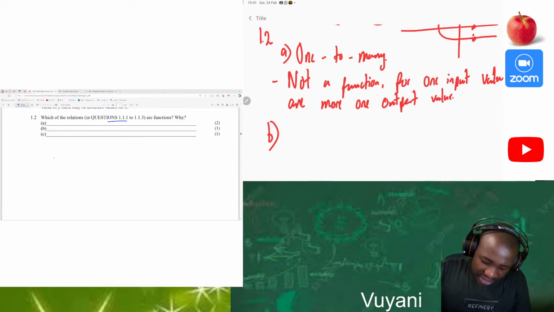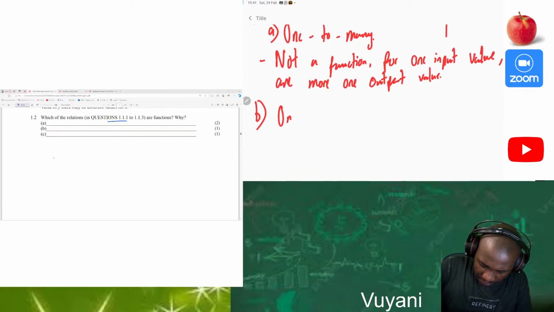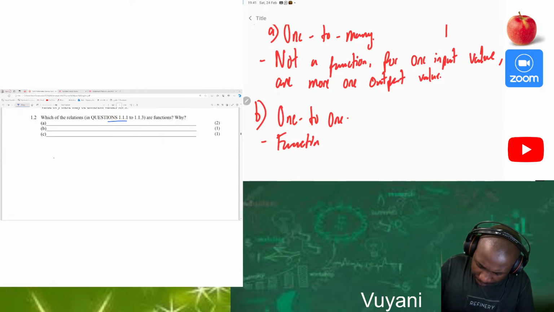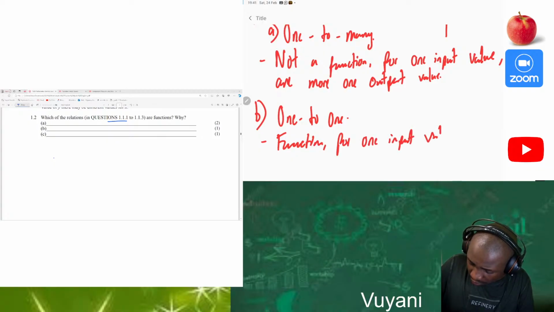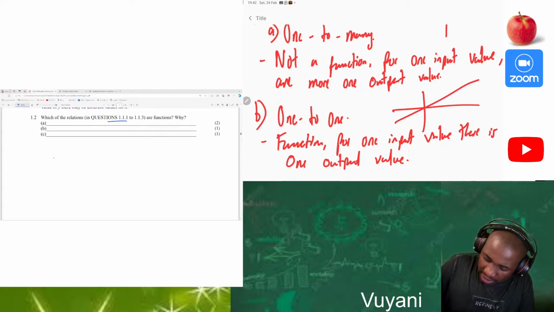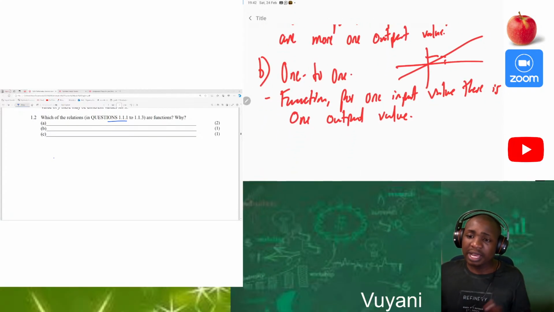Now on B, we said it is a one-to-one relation. Definitely that's a function. Why? For one input value, there is one output value. We are giving a typical example of a straight line where it's like this. We can see that for one input value, there's one output value. So definitely that one is a function.